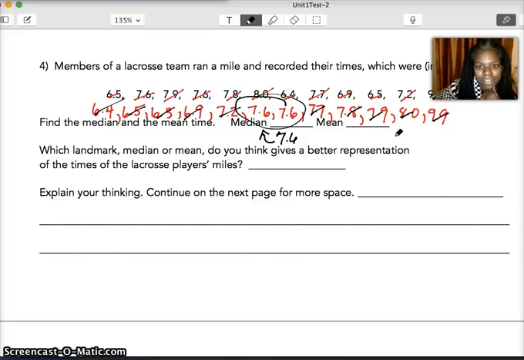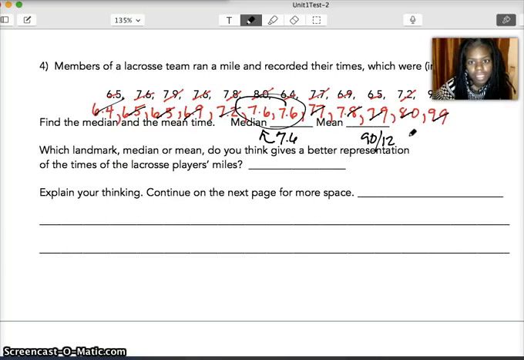Next, let's find the average or the mean by adding all of these up and dividing by the number of numbers. So when I add all these numbers up, I get 90, and when I divide it by 12, I get 7.5. So that's what we get here, 7.5.